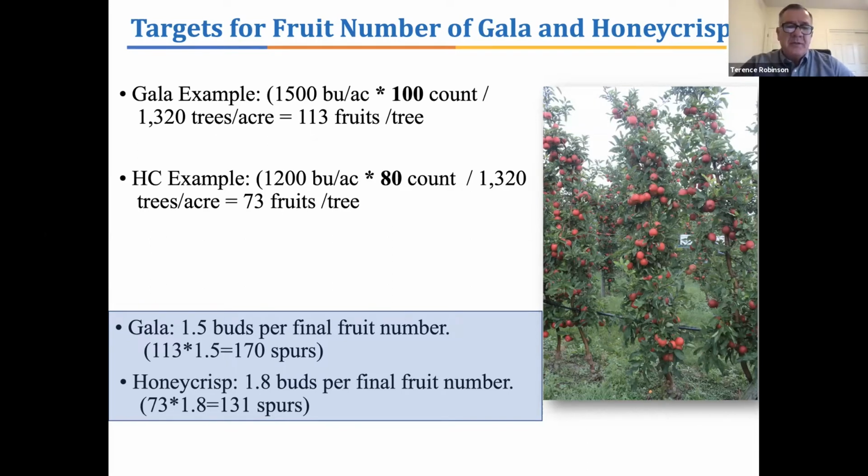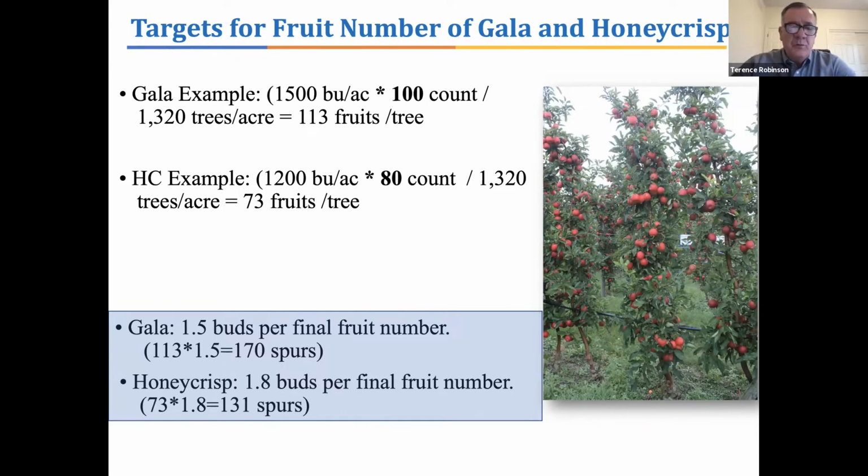But I want to emphasize that Honeycrisp is quite different. We have had trouble cropping it at the 1,500 bushel range, and so my target there is lower, only 1,200 bushels. That's still a high target and be able to get annual repeat bloom. Here, our fruit count size is larger, 80 count, and if you use those same 1,300 trees on a 3 by 11, it's only 73 fruits.